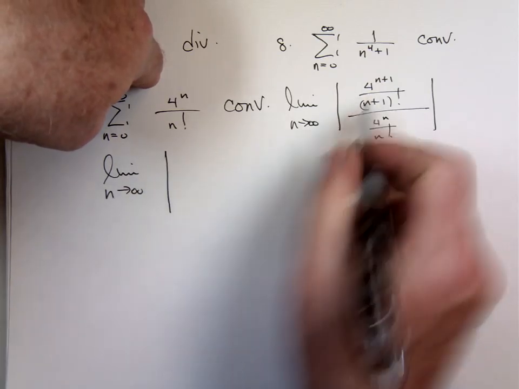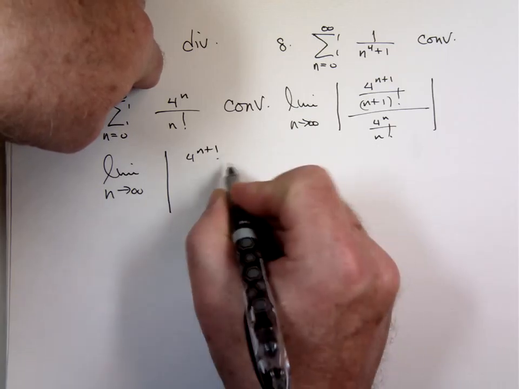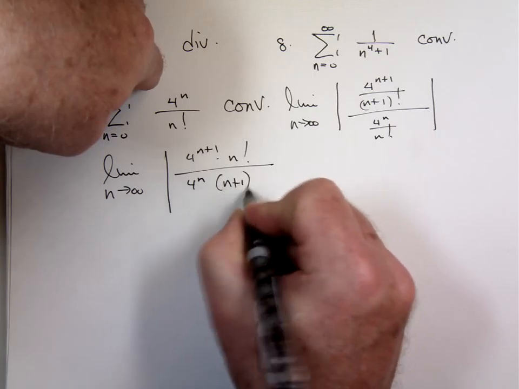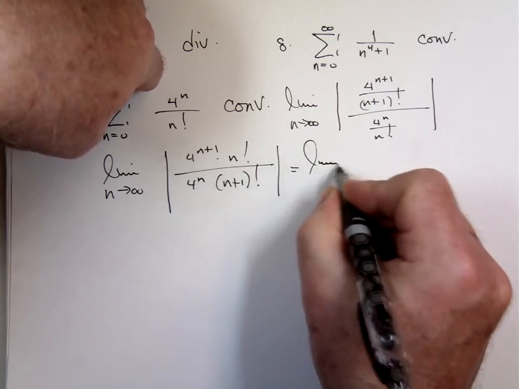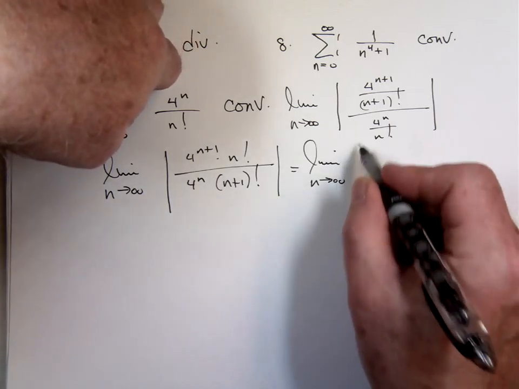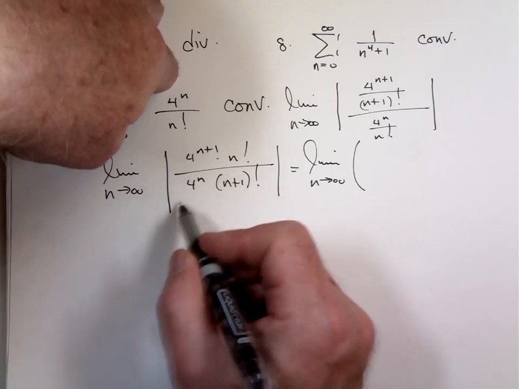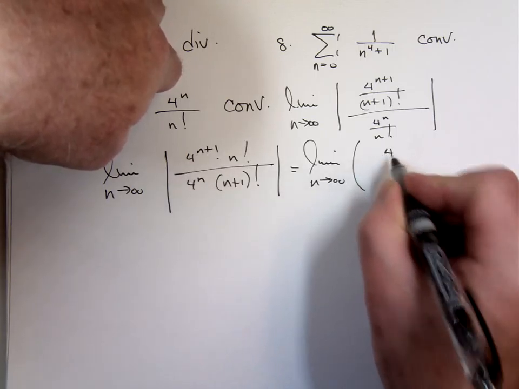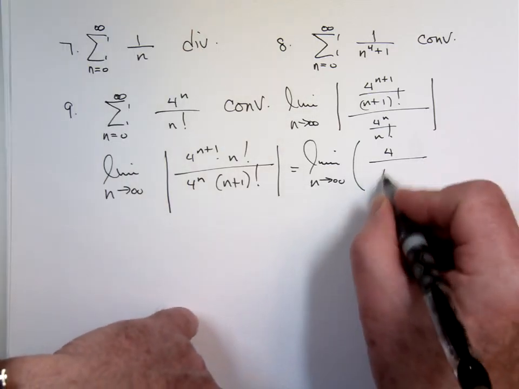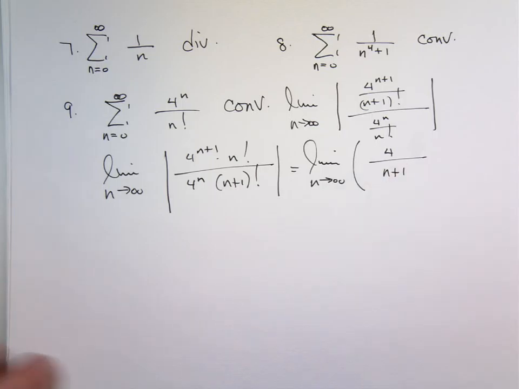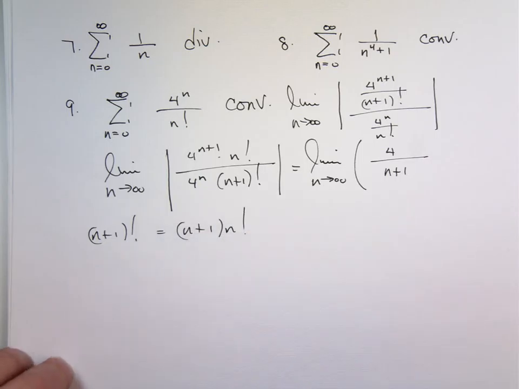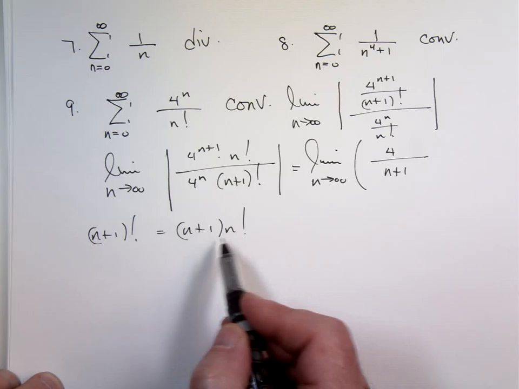We have a 4 to the n plus 1. We have an n factorial that comes up to the numerator. We have a 4 to the n, and we have an n plus 1 factorial. We don't need the absolute values. We don't have any negative numbers here, no alternating series. 4 to the n plus 1 over 4 to the n, subtract the exponents to get a 4. n factorial over n plus 1 factorial is 1 over n plus 1. N plus 1 factorial is n plus 1 times n factorial. 7 factorial is 7 times 6 factorial.